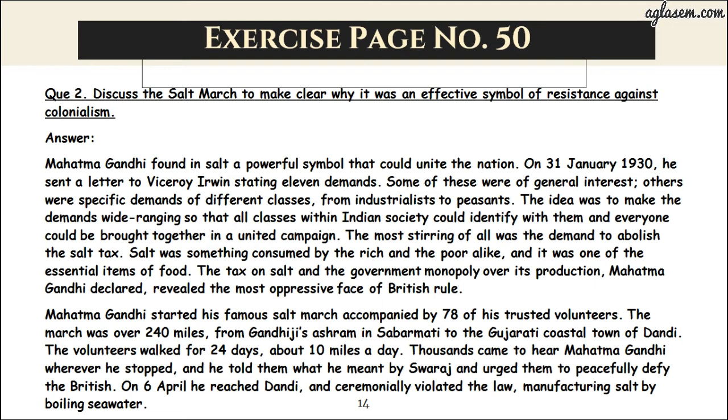The march was over 240 miles from Gandhiji's ashram in Sabarmati to the Gujarati coastal town of Dandi. The volunteers walked for 24 days, about 10 miles a day. Thousands came to hear Mahatma Gandhi whenever he stopped, and he told them what he meant by Swaraj and urged them to peacefully defy the British. On 6th April, he reached Dandi and ceremonially violated the law, manufacturing salt by boiling seawater.